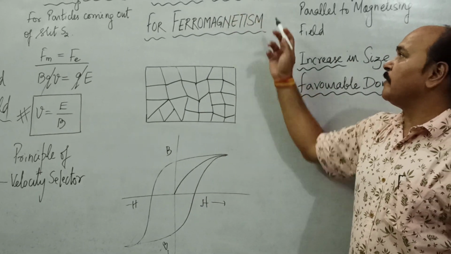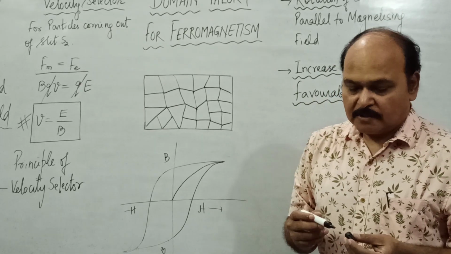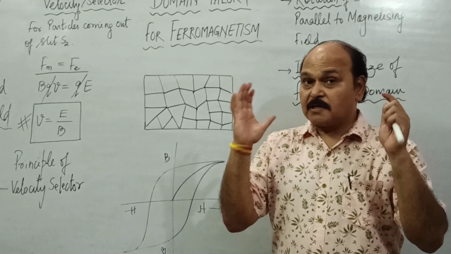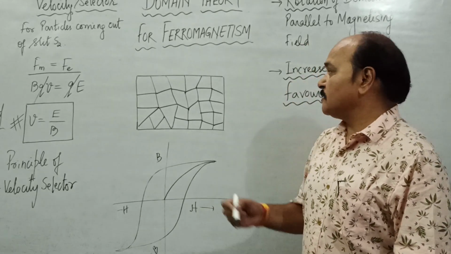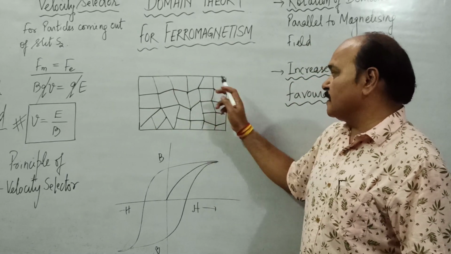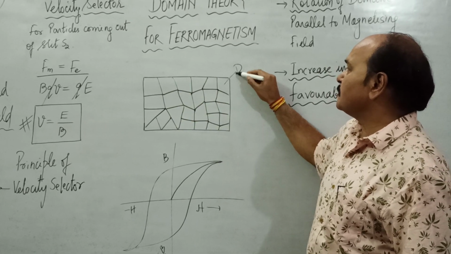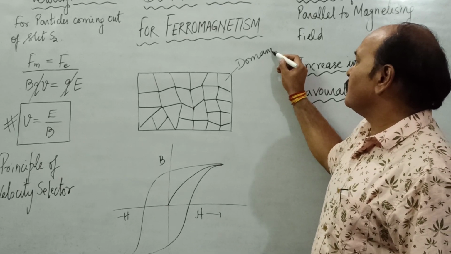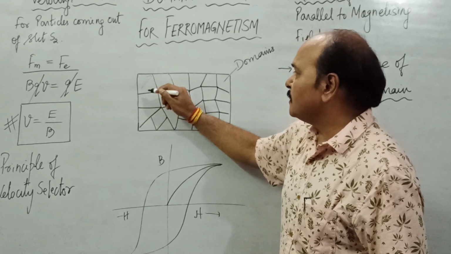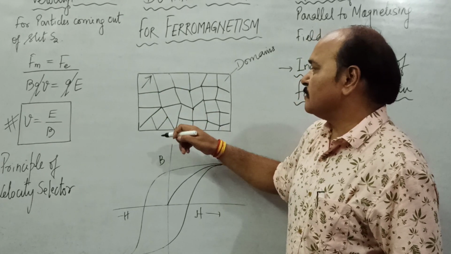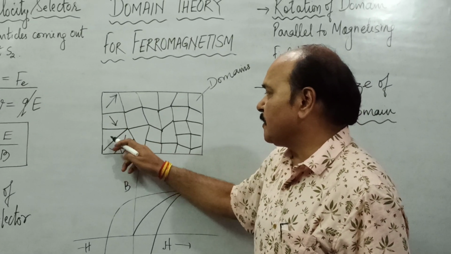That behavior is explained with the help of domain theory. Every ferromagnetic substance is assumed to be made up of a large number of very tiny regions called domains. So this is a ferromagnetic substance. It is made up of very tiny regions, very tiny kingdoms, and these are called domains. In every domain there is a fixed magnetic dipole moment in a particular direction. Every domain has a fixed magnetic dipole moment in a particular direction.